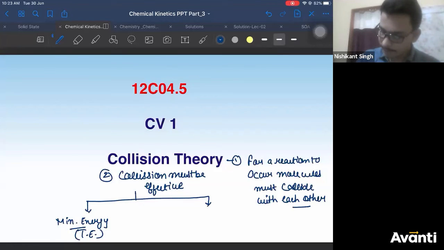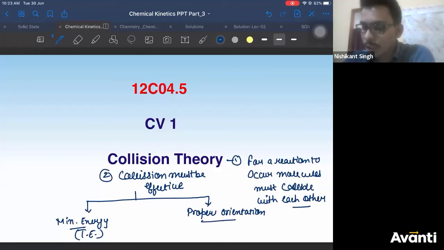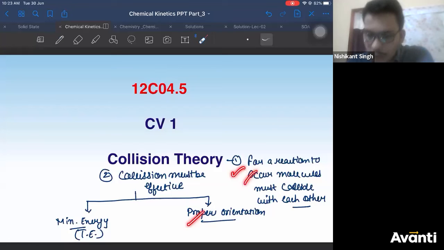Second criteria is proper orientation. Not all molecules which collide with each other and have a minimum energy will give you product. They should collide with each other in a proper direction. Then only you'll get products. So these are the postulates, or you can say these are the points which collision theory mentions, right?